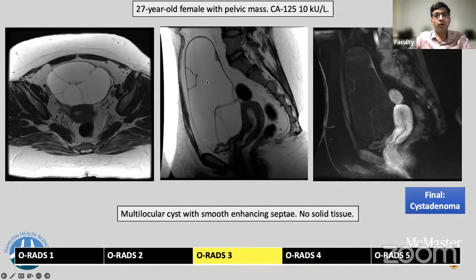Remember, the only risk here is that there may be times when the lesions turn out to be borderline, and that's the only time when the surgeons can have a little bit of difficulty, especially if the cyst fluid inadvertently ruptures in the peritoneal cavity.